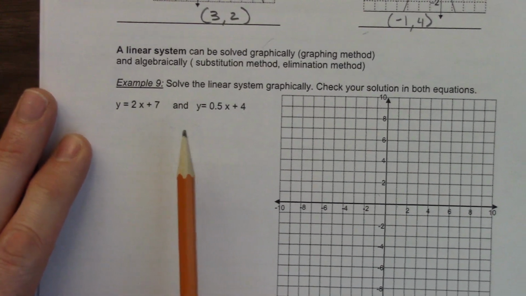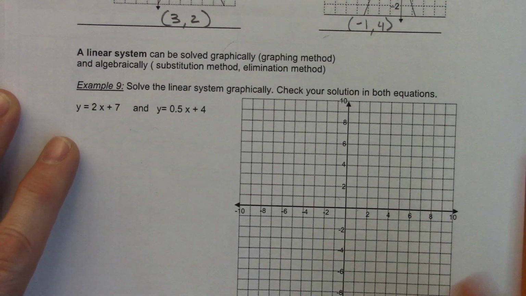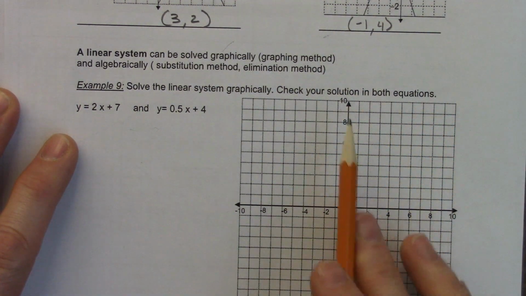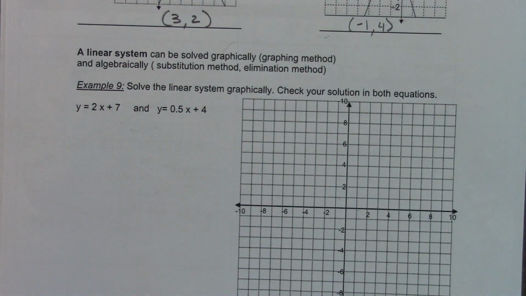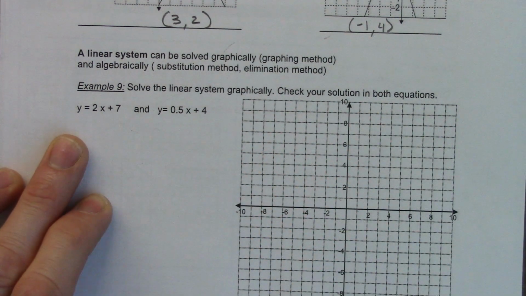It says, solve the linear system graphically. Check your solution in both equations. Okay, so we're going to solve it with a graph, and then to check the solution means take the point of intersection, plug it into both formulas, and if you get a nice equal sign, if it's equal on both sides of the equal sign, then you know that that point satisfies both equations. All right, so that's what we'll do.